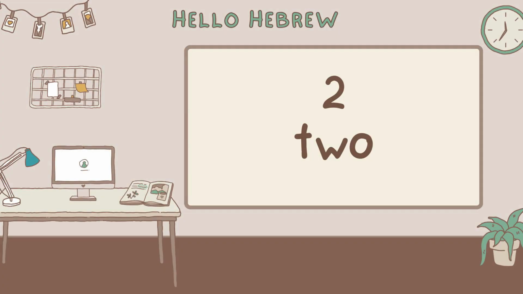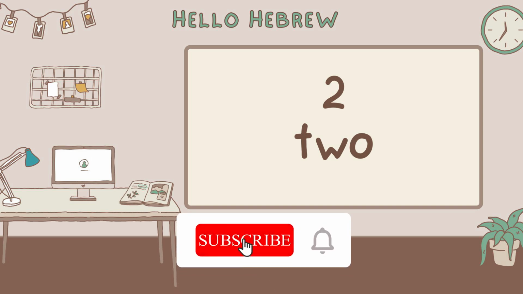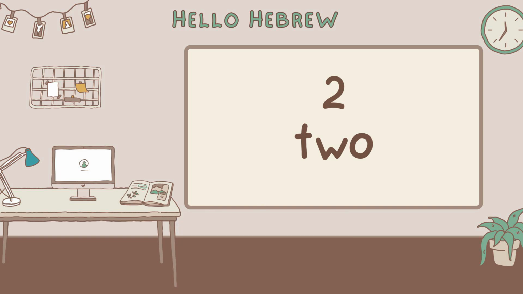Here's how to say it. 2. First, just listen, say. שתיים. Now listen, then repeat. Remember to speak aloud. שתיים. Say 2. Once again, שתיים. Okay.